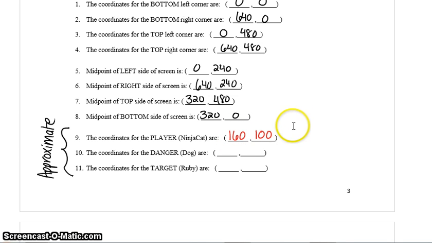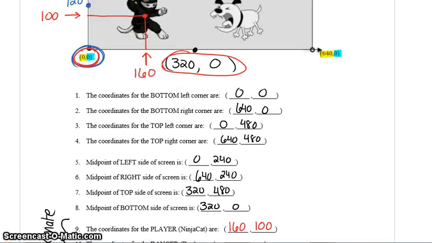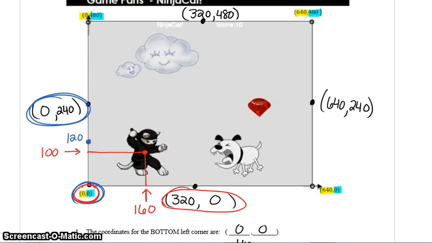Okay, I'm going to ask that you finish up questions 10 and 11 on your own. The coordinates of the danger and the coordinates of the target. So remember, pick one point to represent the dog's location, pick one specific point to represent the ruby's location. Find the x coordinate, find the y coordinate to the best of your ability, and go ahead and fill in 10 and 11 at the bottom.